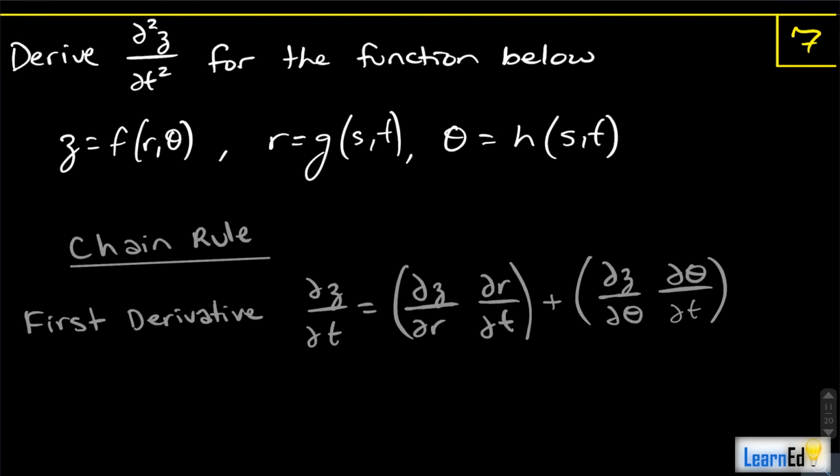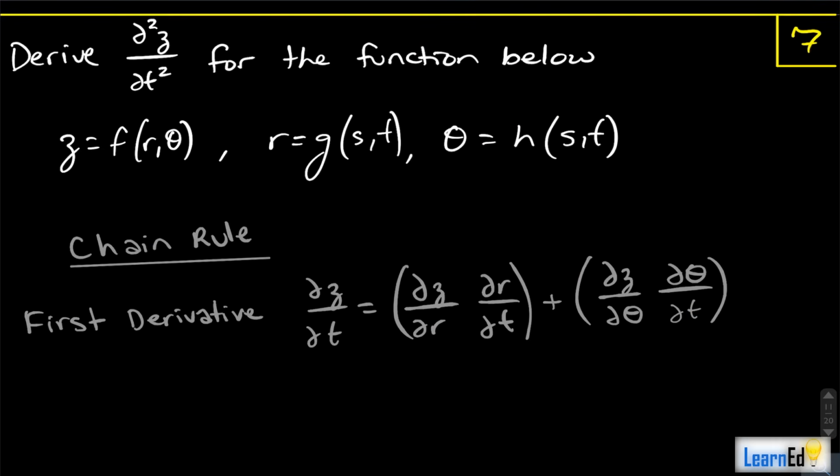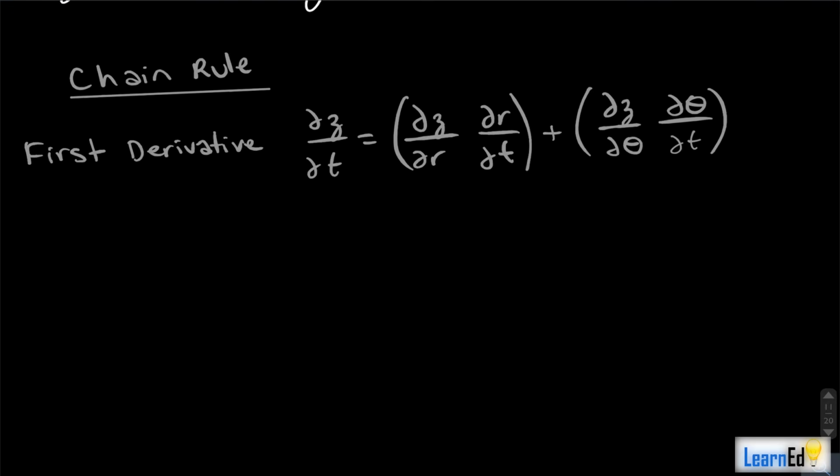Another thing to remember is that these are all going to have the curly d's, because they're partial derivatives, when you're having a function of multiple variables. So you have to have the curly d's when you take a derivative, because you're only going to be taking a derivative with respect to one of those multiple variables. That's the chain rule for the first derivative.